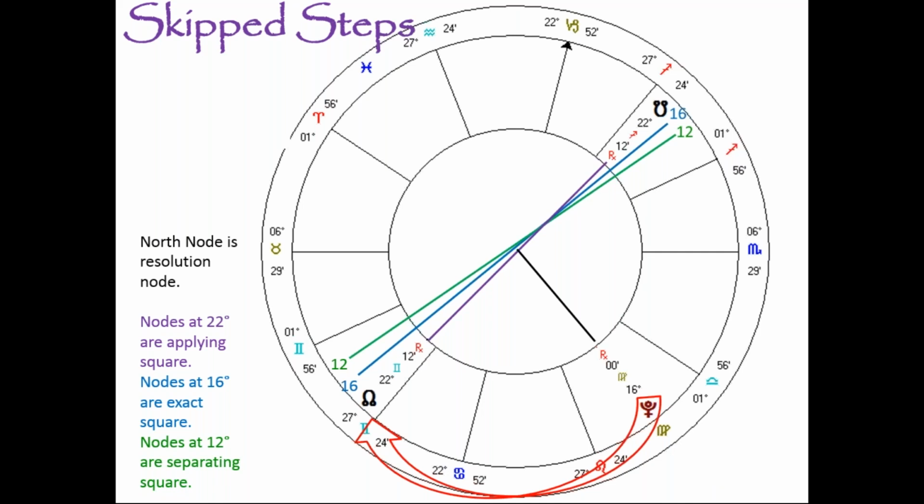If it's exact, it is intensified and highlighted, and that planet wants to solve that issue of jumping back and forth between those nodes. If it is separating squares, it means there could be a prior life of that planet square the nodes, and we've been working on it already, and it can be a little easier to learn how to go into resolving those skip steps, okay?